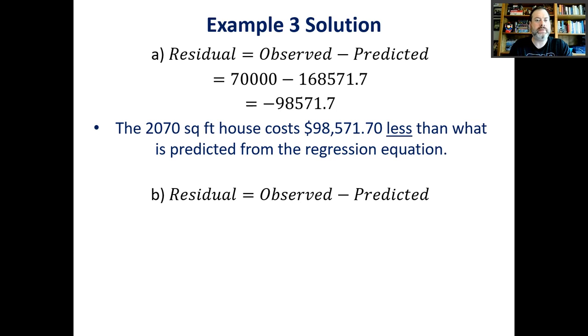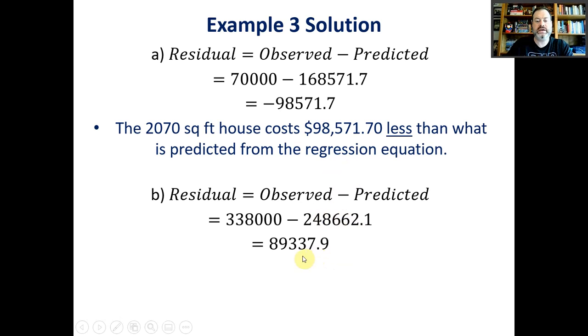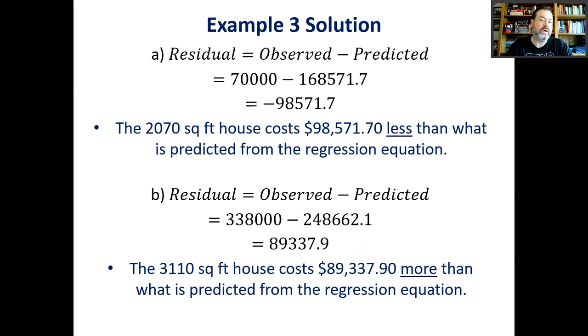So here's part B. Now we have the larger house. It actually costs $338,000. In Florida, on average, its predicted price is this, which means the residual is $89,337.9. Again, pause the video at any time if you want to follow along on a calculator. I'm just doing addition and subtraction here, so nothing too fancy going on. So the 3,110 square foot house costs $89,000 and change more than what is predicted.